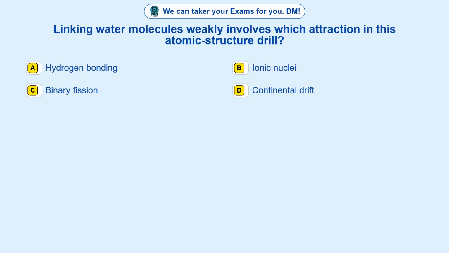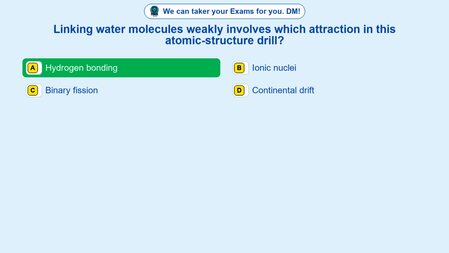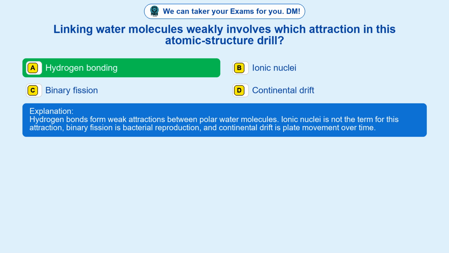Question 51. Linking water molecules weakly involves which attraction in this atomic structure drill? Option A hydrogen bonding. Option B ionic nuclei. Option C binary fission. Option D continental drift. The correct answer is option A. Hydrogen bonding. Hydrogen bonds form weak attractions between polar water molecules. Ionic nuclei is not the term for this attraction, binary fission is bacterial reproduction, and continental drift is plate movement over time.